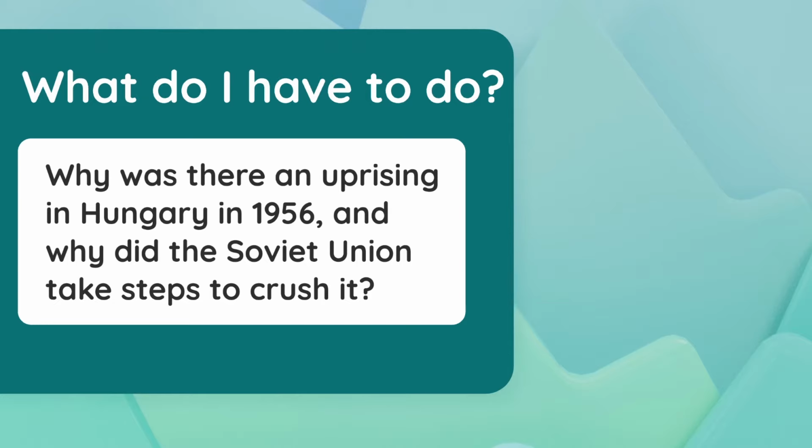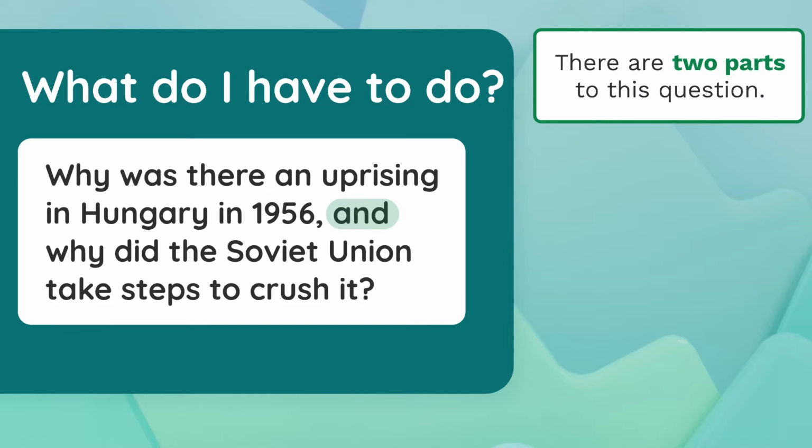In relation to this question, for example, one thing to look out for, and indeed in all questions, is the word AND. It tells you straight away that there are two parts to the question: the bit on one side of the and, and the bit on the other side. Why was there an uprising, and why did the Soviet Union try to crush it? Well, they didn't just try, they did, but why did they want to crush it? Two parts. You don't have to deal with the two parts equally, but you do have to deal with both parts.